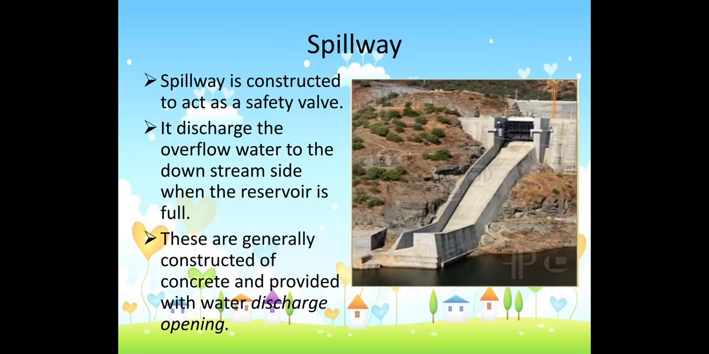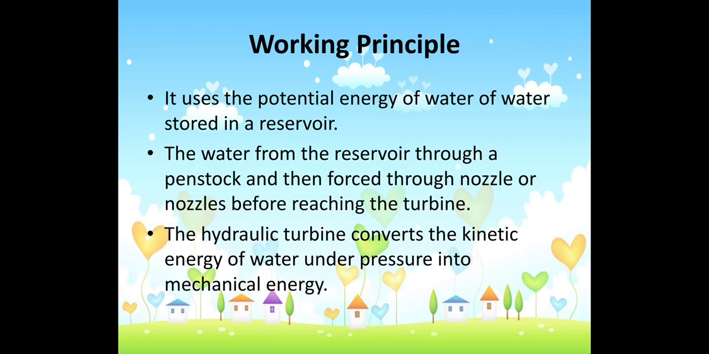The other components are common and not as important, but you can understand the purpose they serve. The spillway is placed in the dam. It is an overflow valve used to avoid damage to the dam. The working principle uses the potential energy of water.